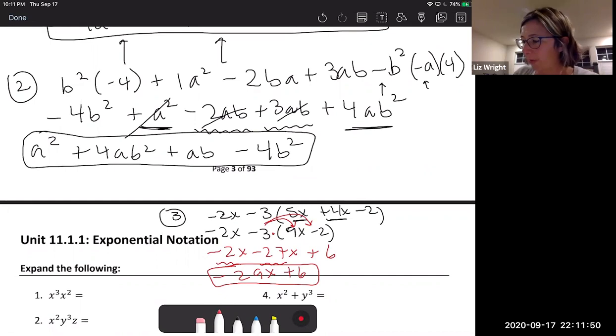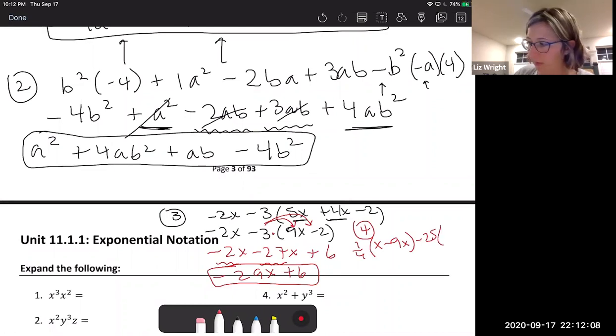One more I'm going to write down for you, and I'm going to give you the answer. I'm going to see if you can do this one on your own. So we've got 1/4 times the quantity of x minus 9x. And then we've got minus 25 times the quantity of x minus 1/5. So again, on this one, I would look at it, see what you think. I would look inside the parentheses, see if there's anything you can combine first. And I think I have space, so I'm just going to do this one.